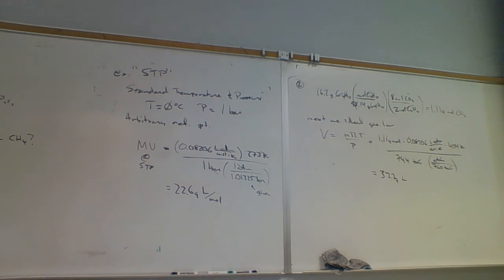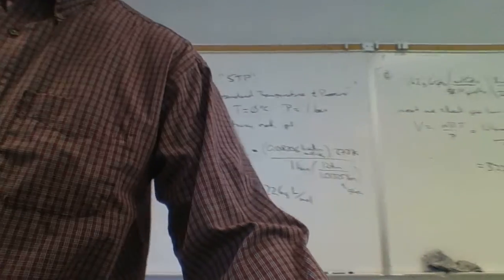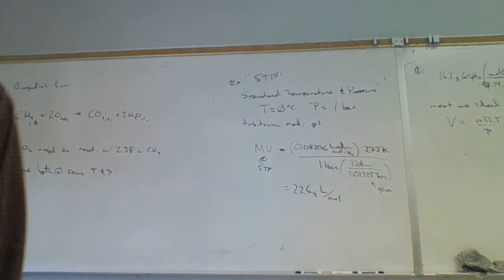Now, the thing is, we have to make an assumption. We're going to assume that both are at the same temperature and pressure. Same temperature and pressure. Because if the methane is at a different temperature and pressure, then the volumes aren't going to be proportional. But if both are at the same temperature and pressure, then it's super easy. How many liters are we going to need?